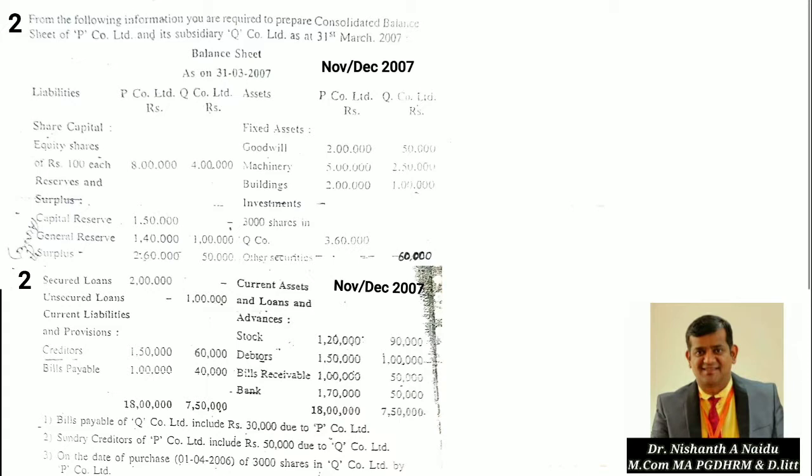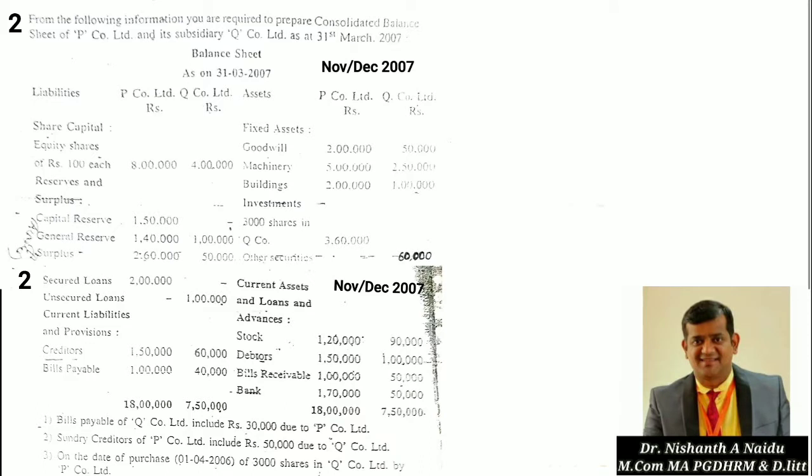Let us move to the asset side now. In the assets, the first item is fixed assets. Goodwill 2 lakh for P Company Limited and 50,000 for Q Company Limited. Machinery 5 lakh P Company Limited, 2,50,000 Q Company Limited. Buildings P Company Limited 2 lakh rupees, Q Company Limited 1 lakh rupees. Then we have investments.